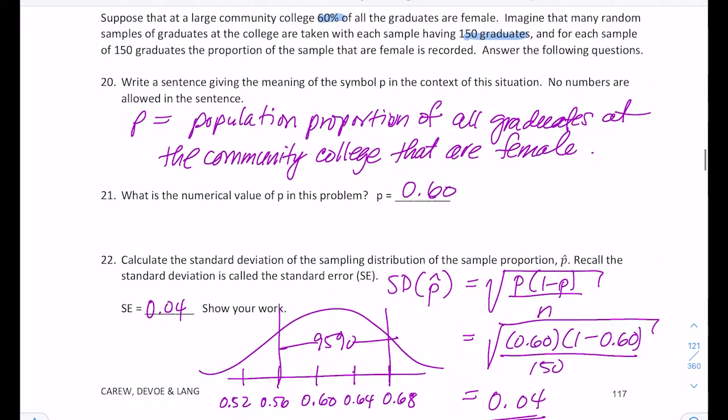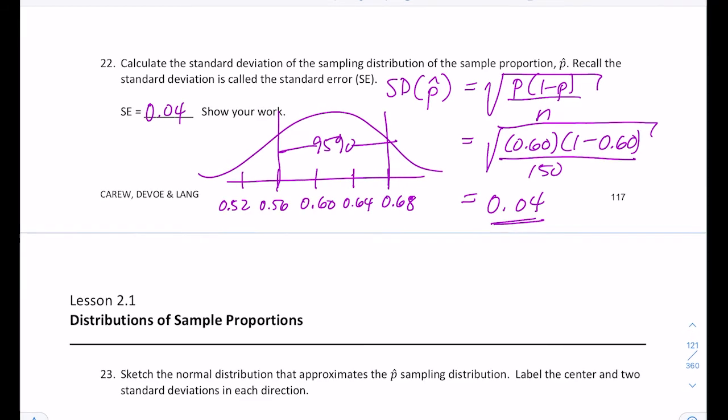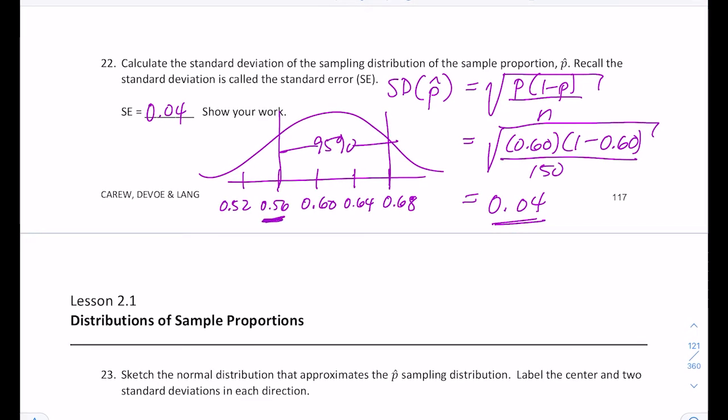When it says here, you're looking to determine the proportion of the sample that are female. So you could say 95% of the samples that you took would contain anywhere from 0.56, so 56% female graduates, to 68% female graduates. So 95% of those samples would have those percentages, anywhere from 56% to 68% female graduates.